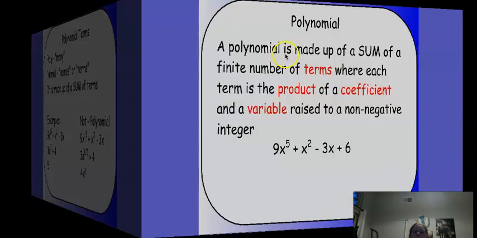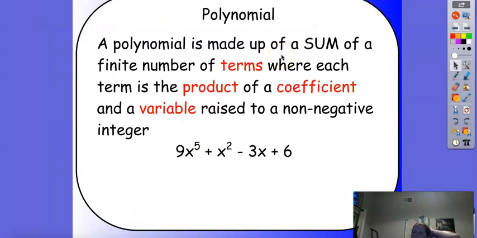So a polynomial is made up of a sum of a finite number of terms where each term is the product of a coefficient and a variable raised to a non-negative integer. I'm going to go over each of these with you. So the terms: here is the first term, second term, third term, and fourth term. Those are the terms.